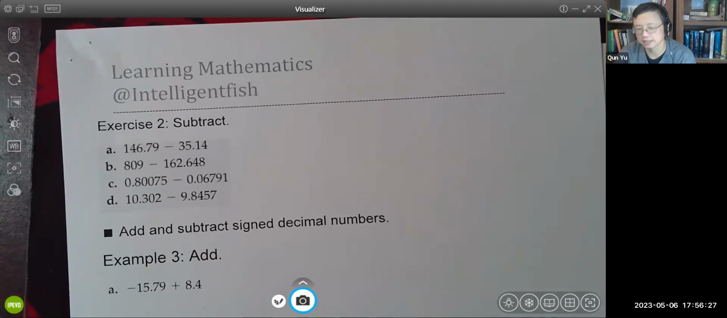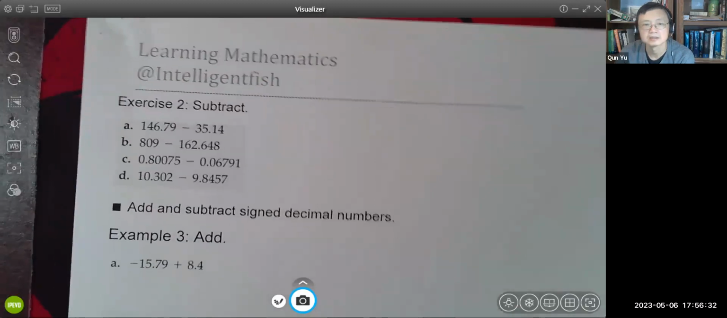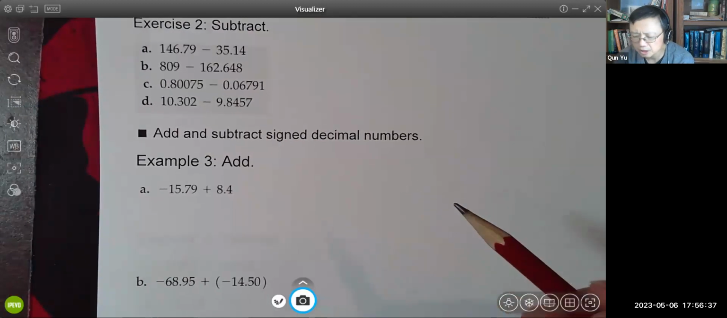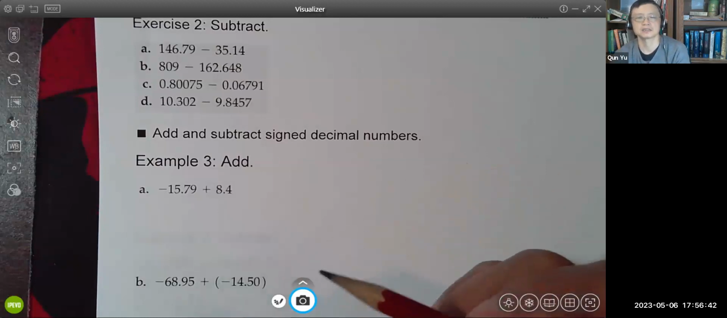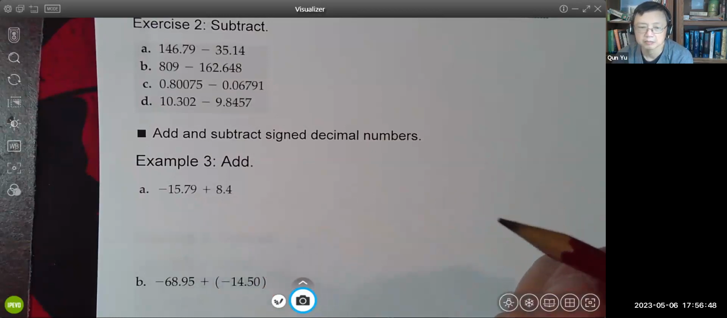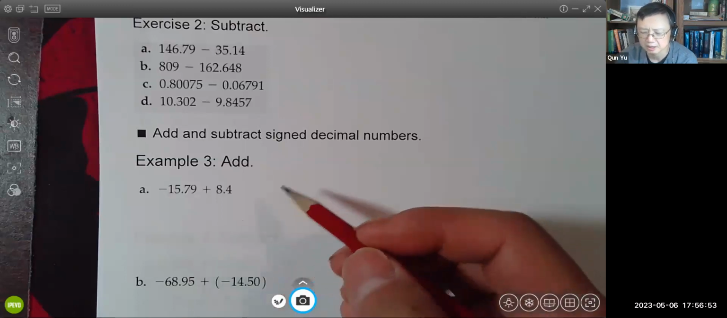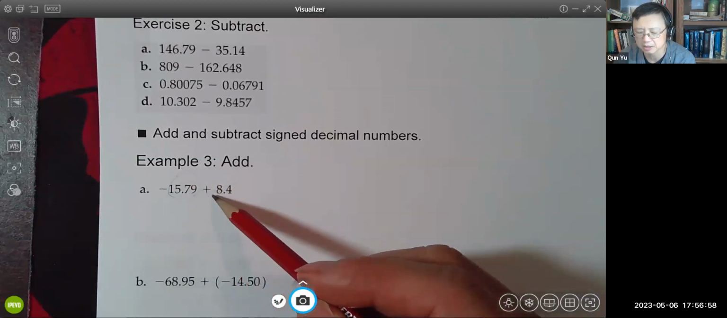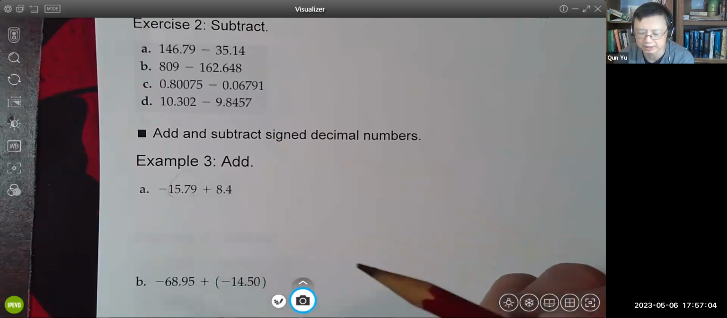Second exercise set. Now, let's say we have operations with signed numbers. We learned how to add and subtract signed numbers, but they were whole numbers, right? This time we have decimals, but the logic behind the process remains the same. So here we have a negative number, which is larger in size than the positive number. So we know the answer is going to be a negative number. The net result is negative.